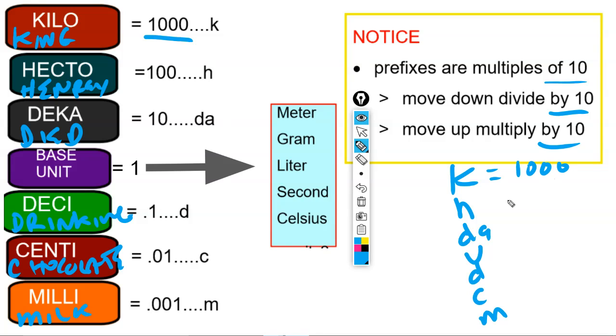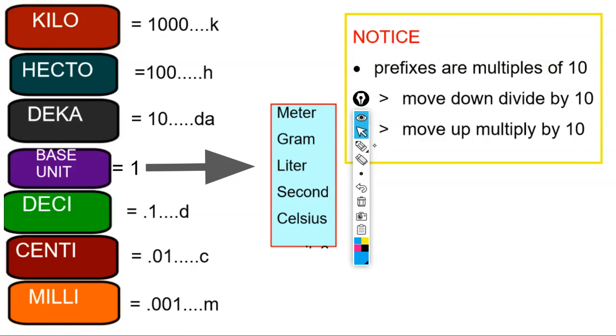I think most of us know kilo is 1,000. Hecto is 100, deca is 10, base unit is 1, then deci is 0.1, centi is 0.01, and milli is 0.001. So King Henry died, deca, unexpectedly drinking chocolate milk: 1,000, 100, 10, 1, 0.1, 0.01, 0.001. That pattern's pretty easy to remember.